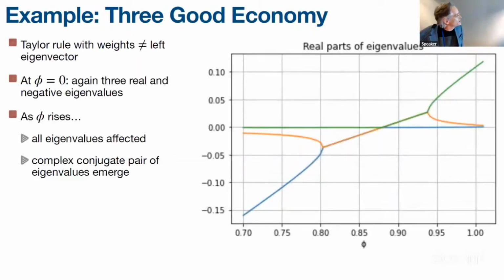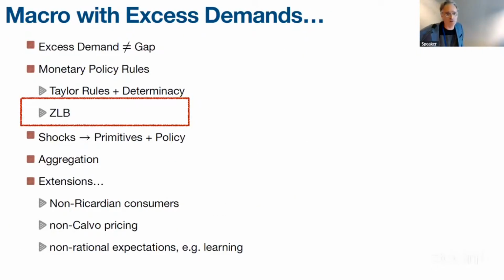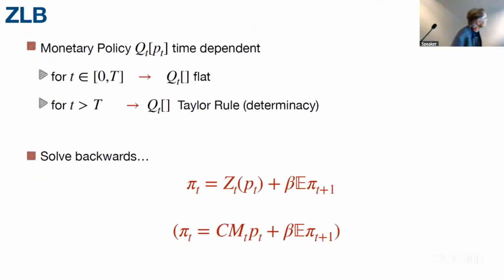Let me skip this because I want to at least screen out some results. Zero lower bound. How would you do zero lower bound with this? Well, zero lower bound is just a monetary policy that depends on time, once you know when it binds. So let's say for the period here, Q is flat, a fixed nominal rate. After that, I'm going to apply the Taylor rule. Then you just solve backwards the system I gave you with the excess demand function. It's a piece of cake.